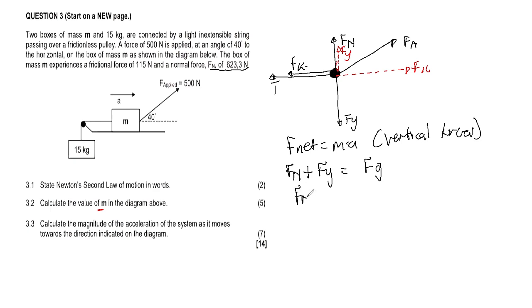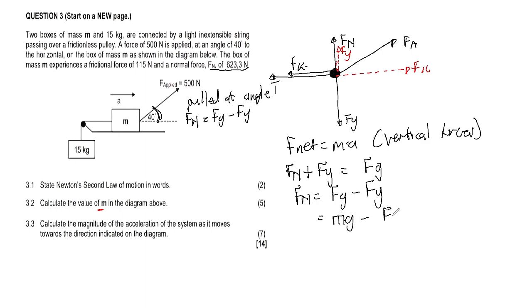Now, this leads us to our Fn being equal to Fg minus Fy, which we always spoke about. If your force is being applied at an angle, if you have a pulling at an angle, then I always made you note that your Fn is equal to Fg minus Fy. Then this becomes Mg minus F sine theta. But if you can check, we are already given Fn, the normal force. So that's 623.3, right?